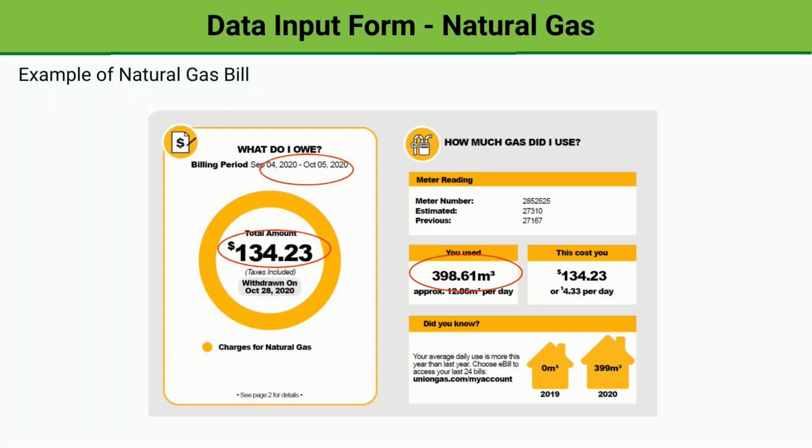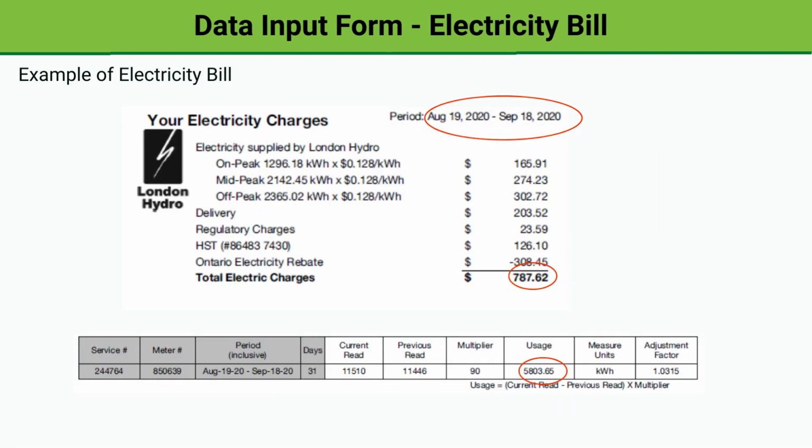Here is an example of a monthly natural gas invoice from the utility provider Enbridge Gas. Take note of the information you need to report, which is the total cost, usage, and the date highlighted in red. Now, here's an example of a monthly electricity invoice from London Hydro. Similar to before, the information you need is highlighted.